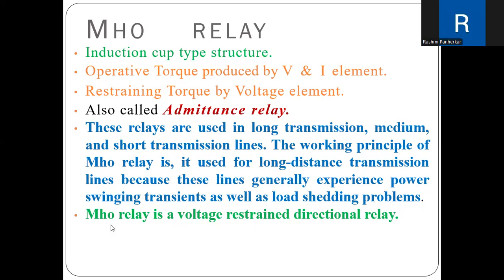So you will get MCQs. Mho relay is dash dash dash directional relay. So your answer is voltage restraint relay. Then the second question: which transmission line are we using the Mho relay for? The answer is it is used for the long transmission line. Again, the third MCQ is here. Mho relay is also called the admittance relay.